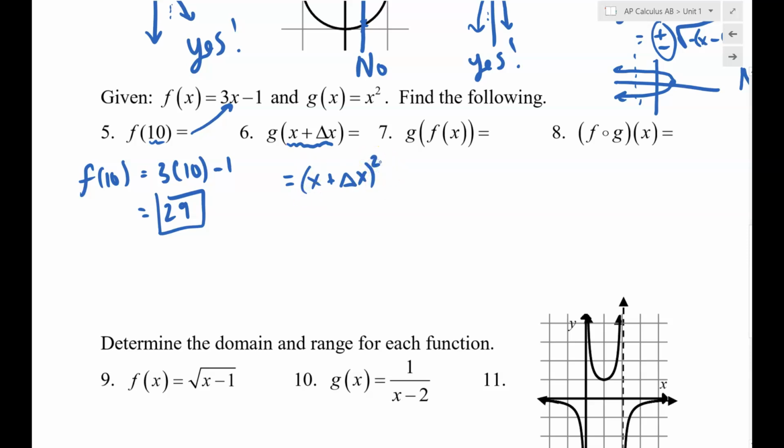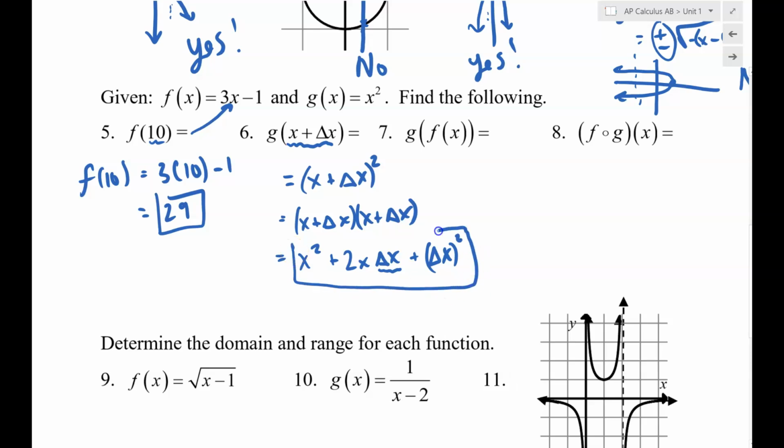And that's it. If you wanted to evaluate this, remember this is x plus delta x times x plus delta x, and you can FOIL this out, which would give you x squared plus 2x delta x, right? And delta x is just another term. I know that looks kind of weird. Plus delta x squared. Okay, so that is evaluating functions.